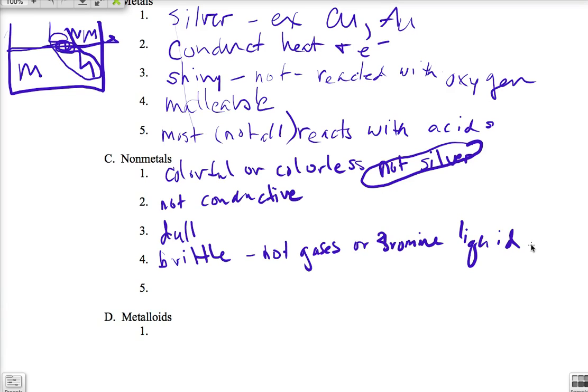And finally, do they react with acids? No, not reactive with acids.